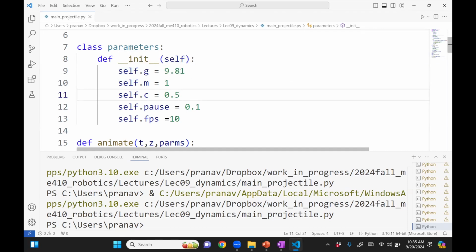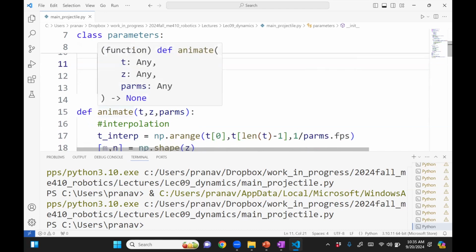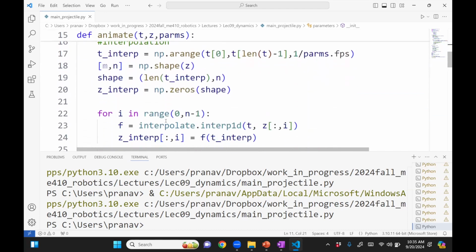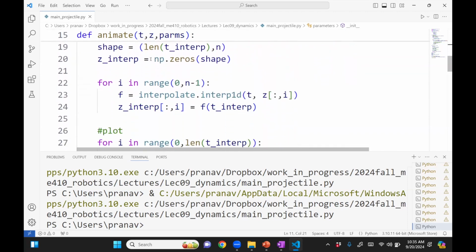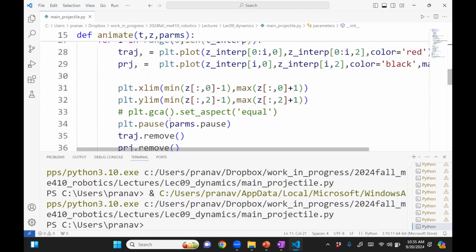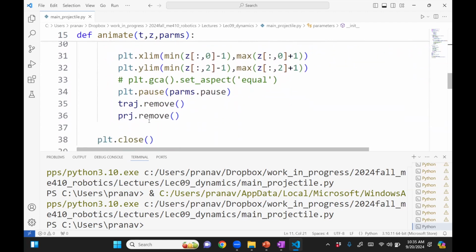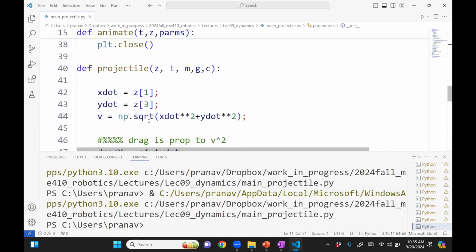Okay, so this is a way in which you can create parameters. The good thing about creating parameters using a class is that then you can pass them as function arguments instead of passing individually G, M, C, and so on. So in this case, for example, animate, I just pass parameters. Okay, the animation part is just taking the X position, which is stored in Z, and then just plotting it. Just go plot, plot, plot, like we've done in the past. And then there's a bunch of other things which are related to plot. And you've done this, so I will not go through those details.